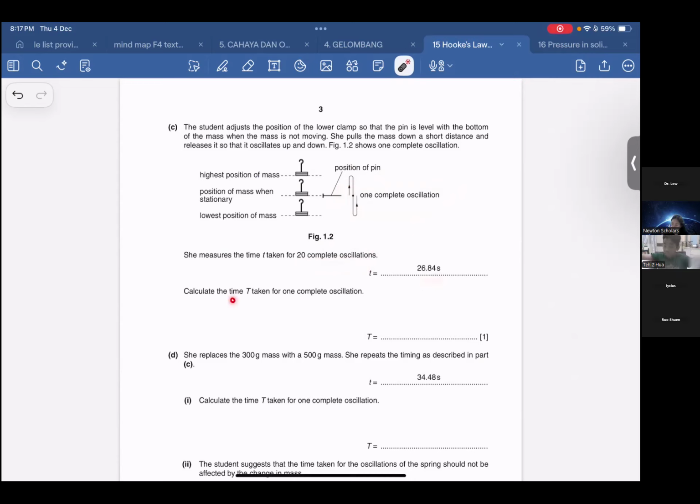They ask you to calculate the time taken for one complete oscillation. The time taken for one complete oscillation is called the period. Boys and girls, write down period. Can you count and tell me, 20 complete oscillations is 26.84 seconds. Then how about one complete oscillation?